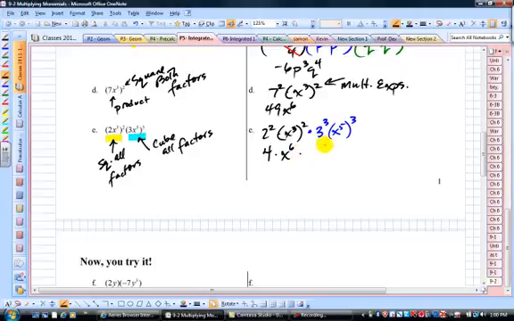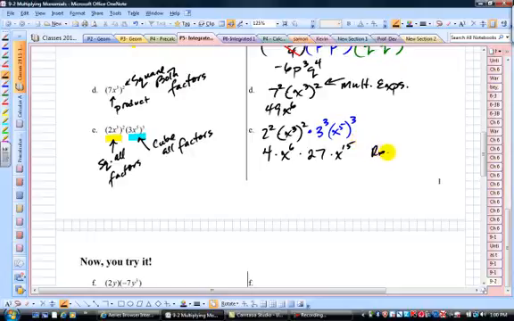3 cubed is 3 times 3 times 3. So let's do it together. What's 3 times 3? 9 times 3? 27 here and here. And then the last one, we've got a power to a power. We have to multiply those exponents, so we get what? x to the 15th.